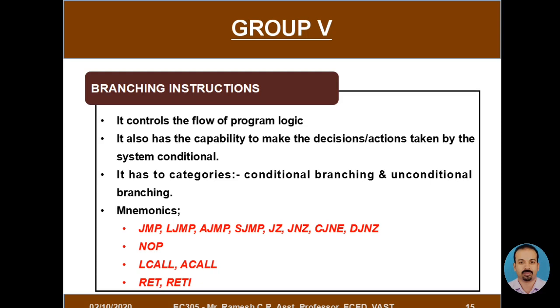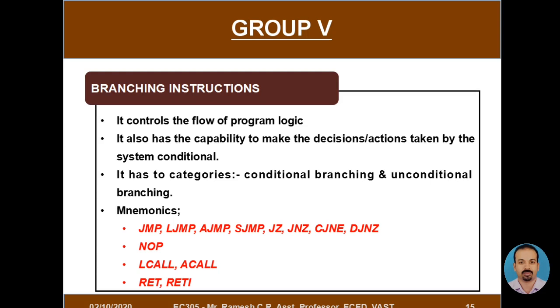Based on these features, the entire set of instructions that belong to this group can be categorized as conditional branching and unconditional branching. In conditional branching, only if the condition is satisfied is the branching action or decision taken by the instruction. In unconditional branching, it is independent of the conditions. Whether the condition is true or false, it doesn't matter. Once the instruction is seen, then the branching, or the temporary transfer of the program execution location, will happen.